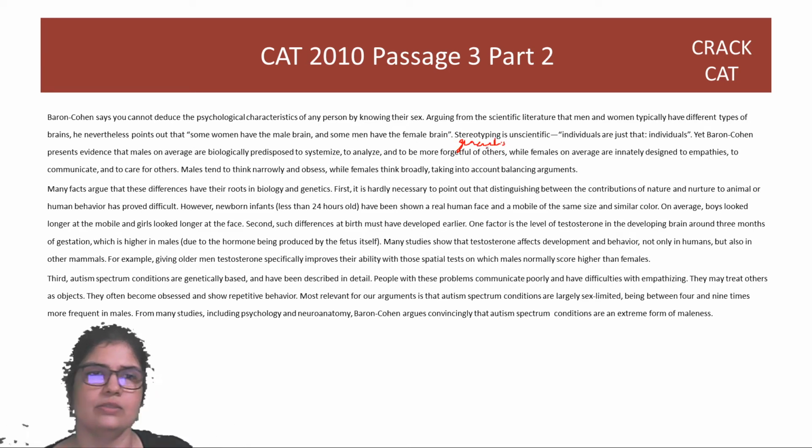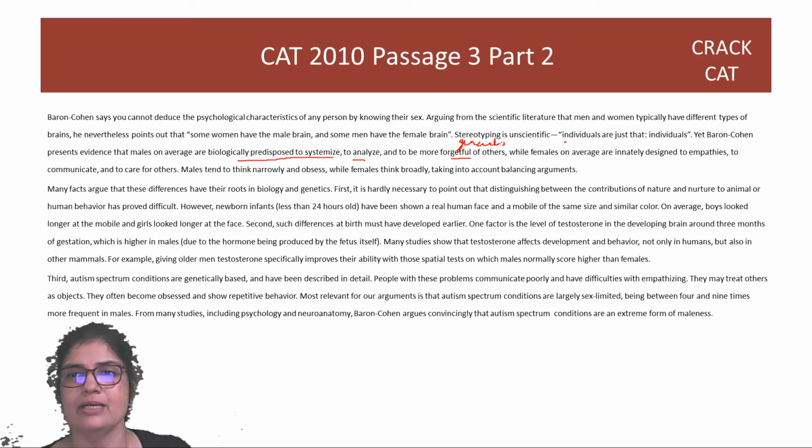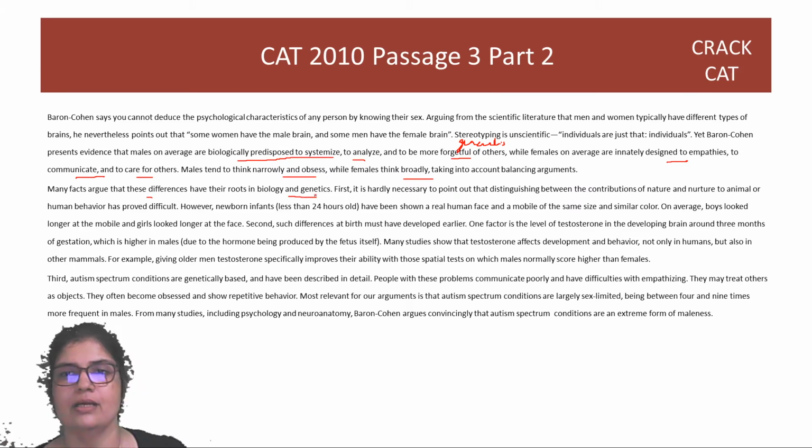Everyone is an individual. Yet males are biologically predisposed to systemize, to analyze and forget, while females are innately designed to empathize, communicate and care. Males tend to think narrowly and obsess, women think broadly. Keep that in mind, okay? Many facts argue that these differences have their roots in biology and genetics. It is hardly necessary to point out that you cannot distinguish between nature and nurture.